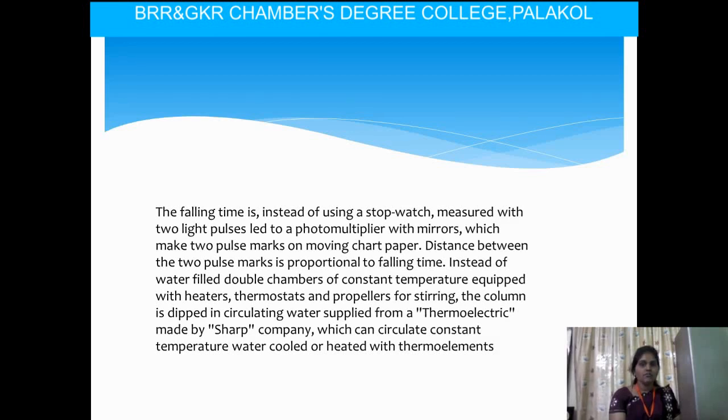Instead of a water-filled double chamber of constant temperature, it is equipped with a heater, a thermostat and a propeller for continuous stirring. The column is dipped in circulating water supplied by a thermoelectric unit made by a Sharp company, which circulates constantly. The temperature of the water is cooled or heated with the thermo elements.